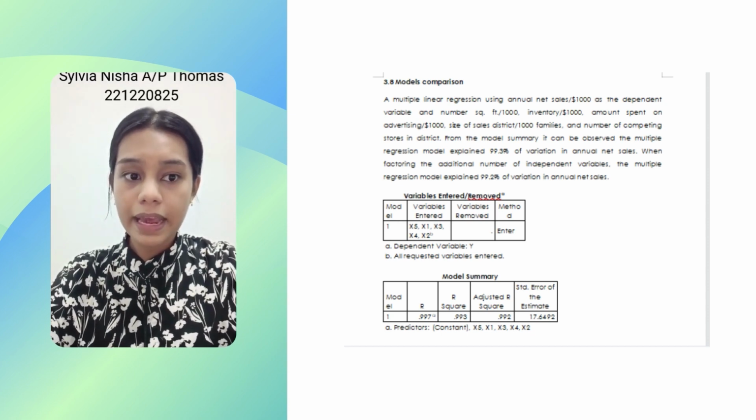3.8 Model comparison. From the model summary, it can be observed the multiple regression model explains 99.3% of variation in annual net sales. When factoring in the additional number of independent variables, the multiple regression model explains 92.2% of variation in annual net sales.